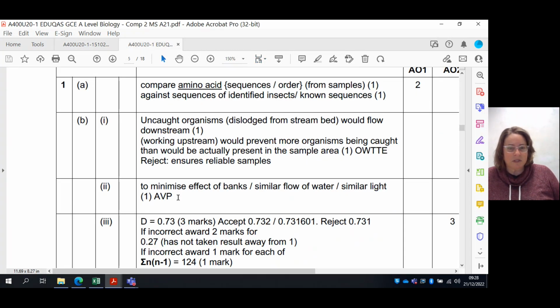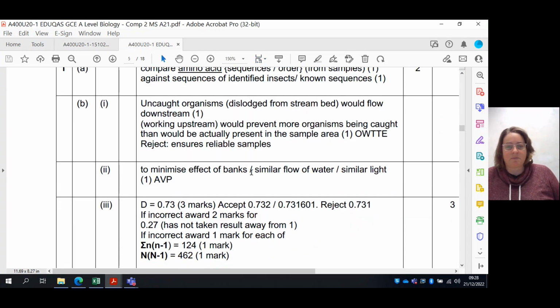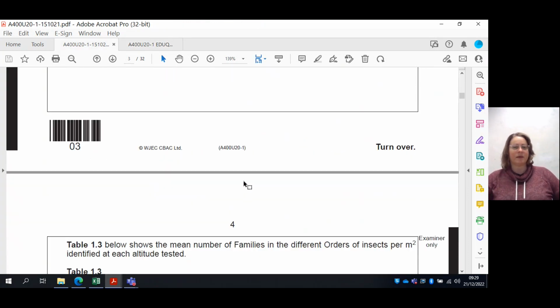The mark scheme is wording it, minimize the effects of the banks, similar flow of water, similar light, and I can accept quite a range of ideas there, as long as you've got the idea that we're avoiding the edge of the stream.